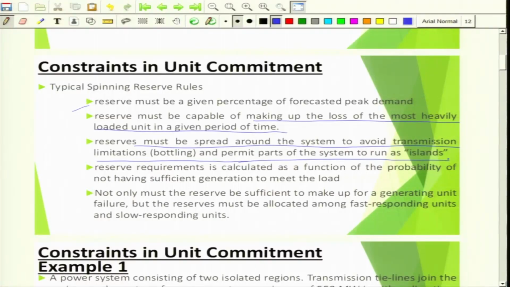So, reserve requirement is calculated as a function of the probability of not having sufficient generation to meet the load demand. Not only must the reserve be sufficient to make up for a generation unit failure, but the reserves must be allocated among fast responding units and slow responding units. We discussed delta P by delta T, the ramp up constraints. So, among those units you should pick such units which have a combination of slow and fast responding units as a combination of spinning reserve.